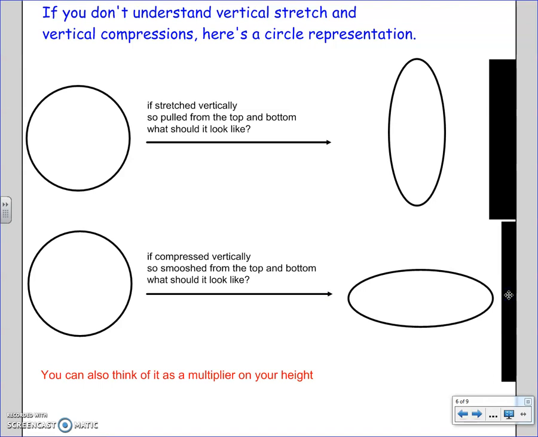You can also think about it as multiplying your height. If you times your height by 2, you get twice as high. If you multiply your height by 1/2, it gets half as high, right? Shorter.